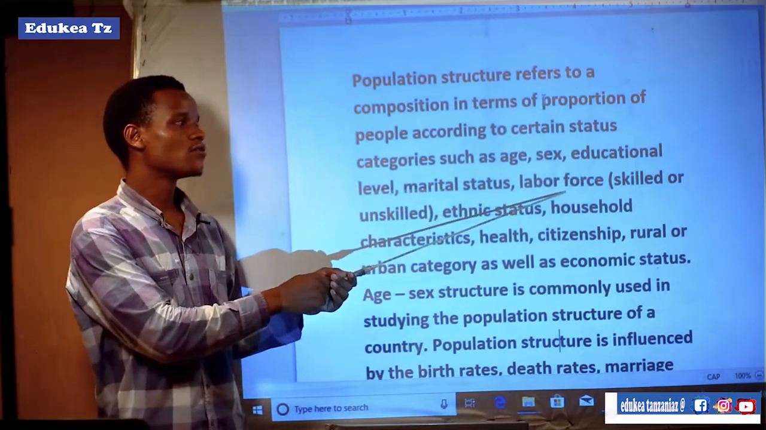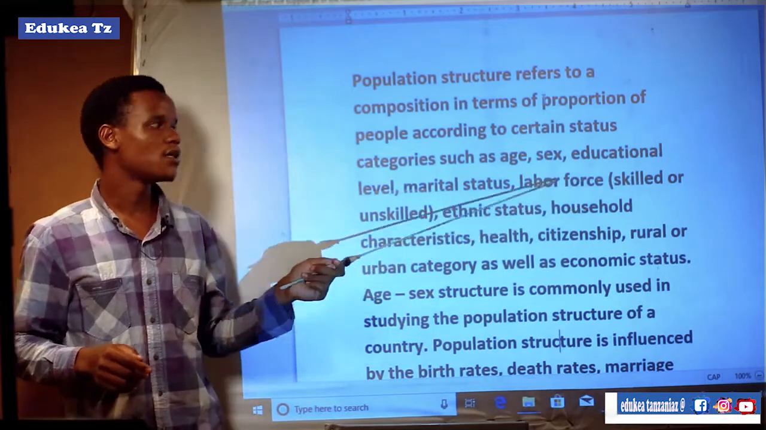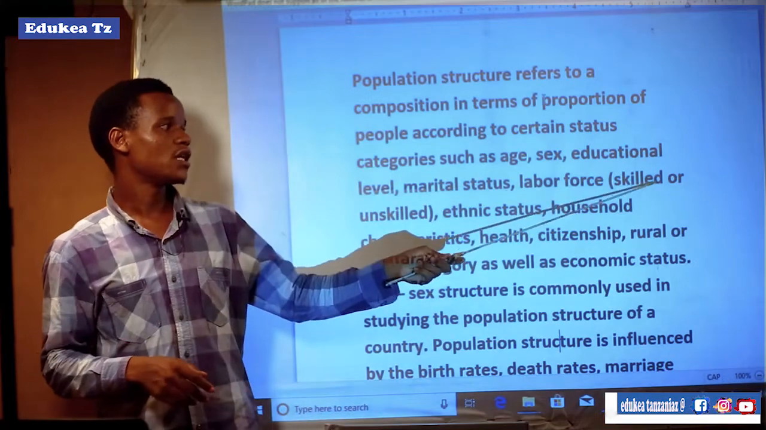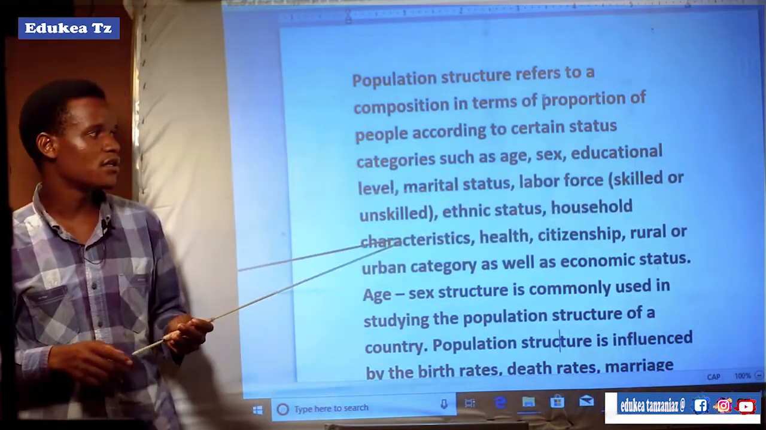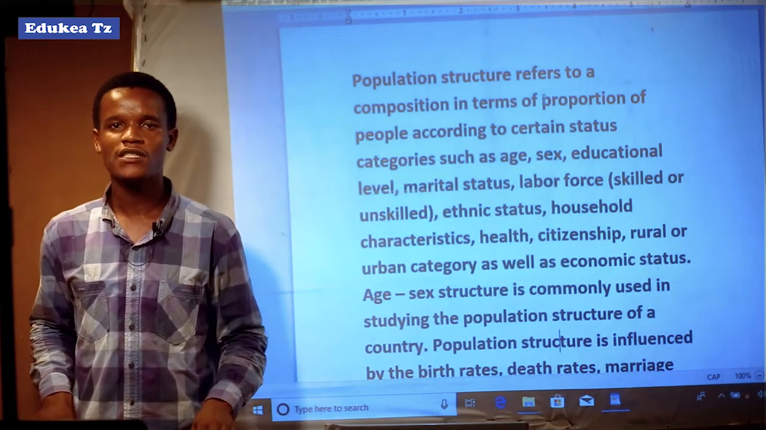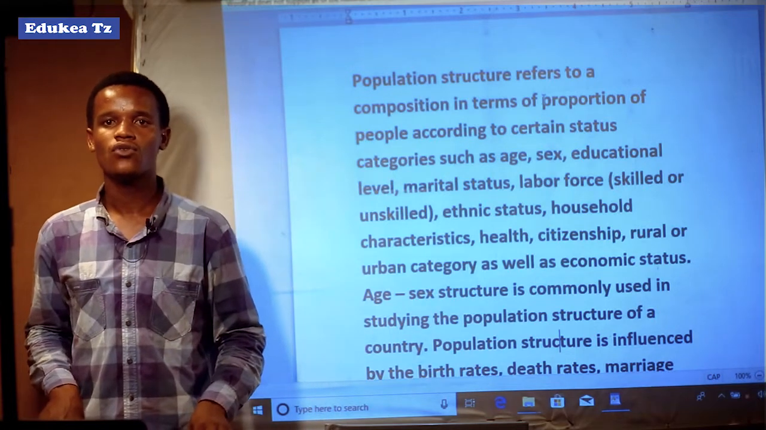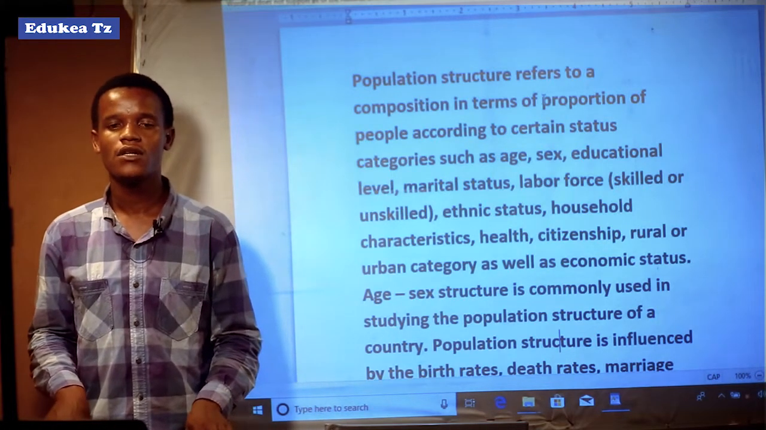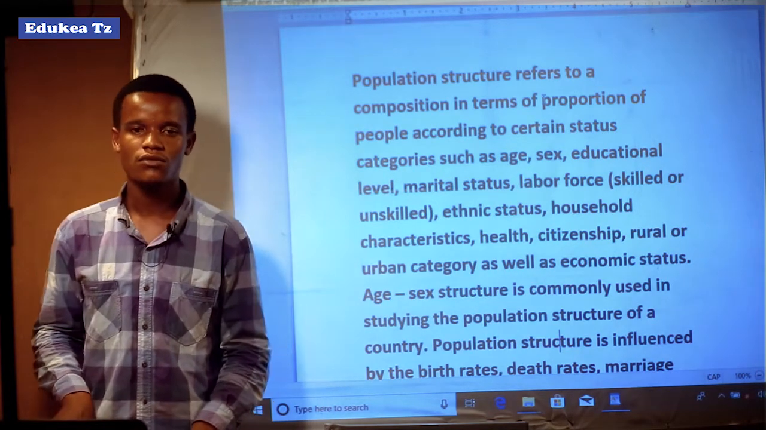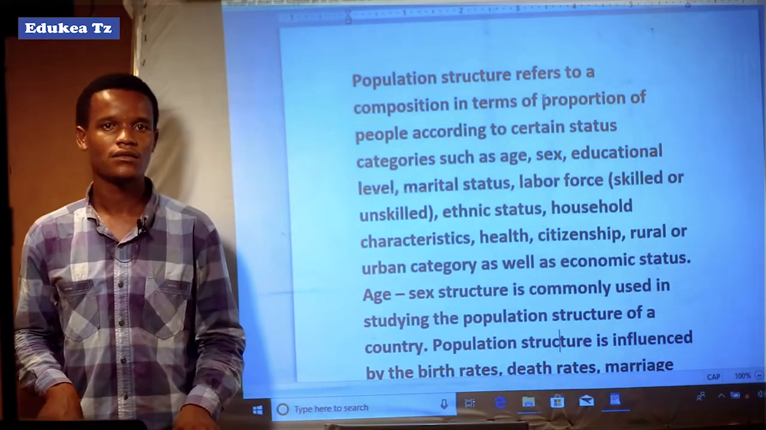Another is labor force. Here we are going to look at workers, and those workers are divided into two: skilled or unskilled labor. In the labor force, there are laborers who have skills, and there are others who do not have any kind of skill. So laborers tend to be categorized into two, skilled and unskilled.